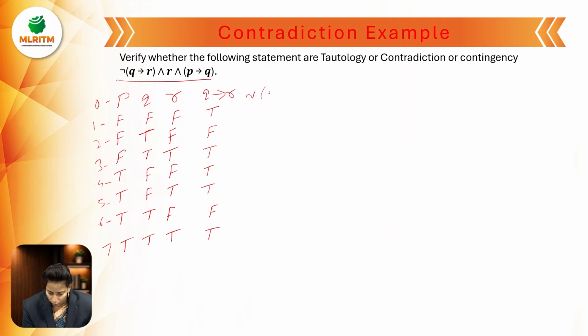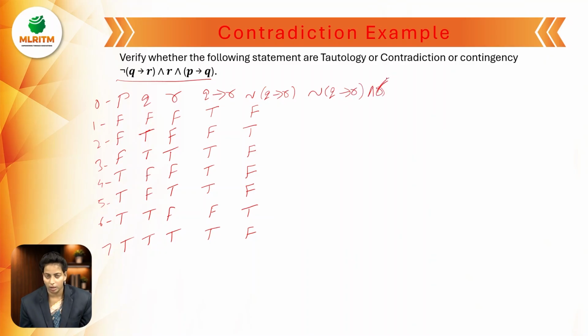Okay, next. Negation of (Q implies R). Apply negation to Q implies R. If Q implies R is true, then its negation is false. Like that, we draw false, true. True means false. Here true means false. True means false. Here false, true. True, false.